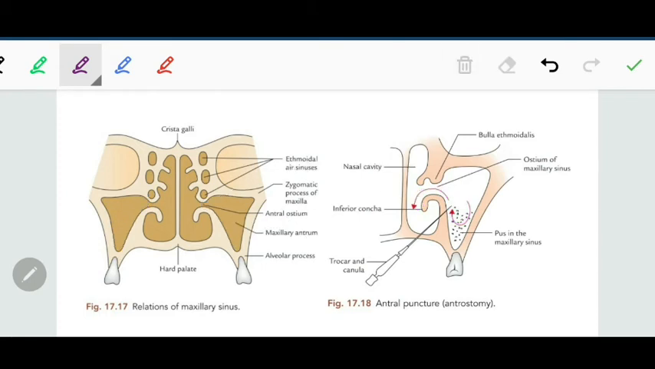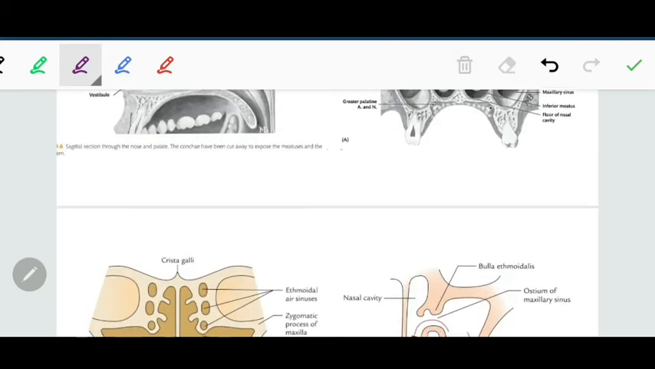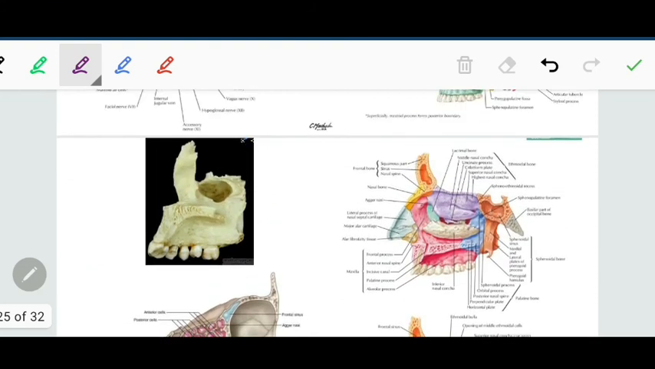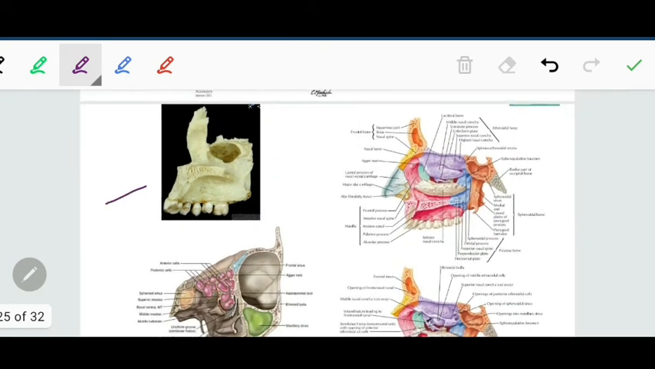Now normally in a disarticulated skull, if we take the maxilla outside, then we get to see this opening of the maxillary sinus on the medial aspect of the maxilla. So let us see this opening in an isolated maxilla bone. This is an isolated specimen of maxilla showing the opening of the maxillary sinus, which is known as the maxillary hiatus.